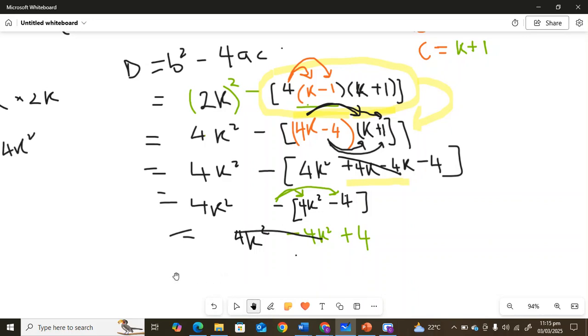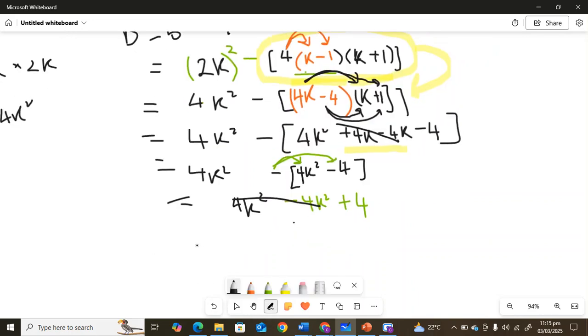Yes. Thank you, sir. So your discriminant is 4. So since it's greater than 1, what type of roots do we have? I hope we're all okay with that.